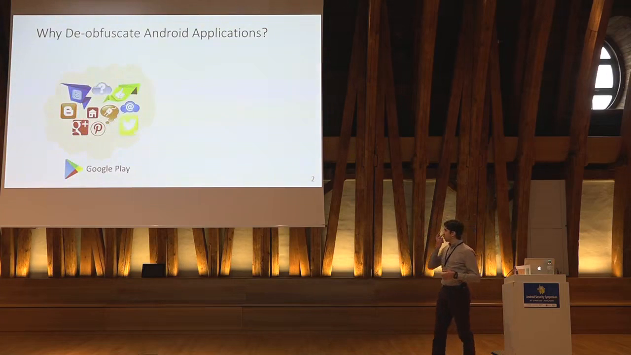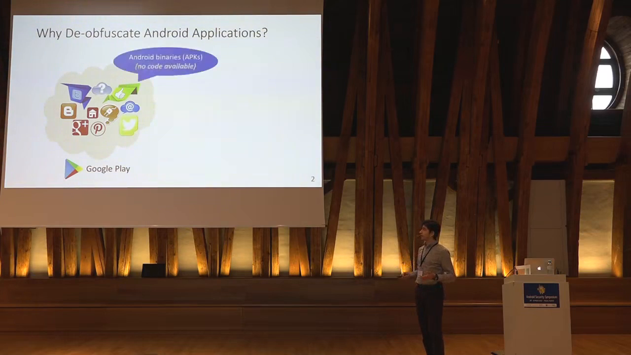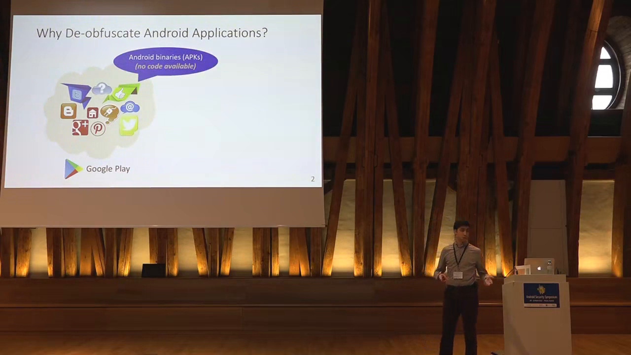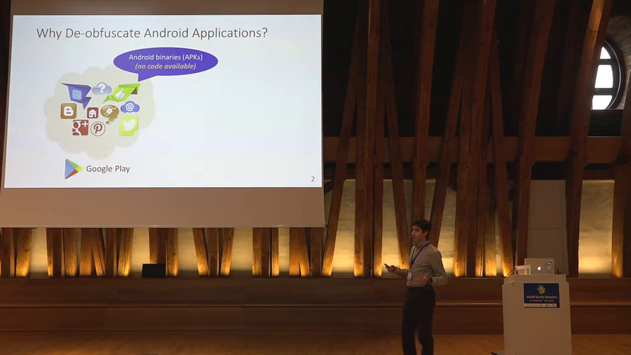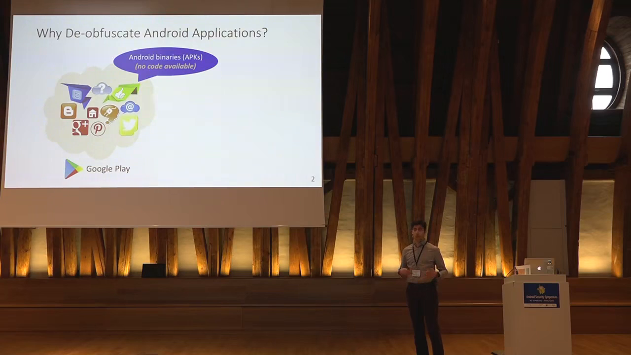So before I begin, why do we care about deobfuscating applications? Although we talked about this already in some sense. As we all know, most of the applications today are distributed on Google Play, in the form of Android binaries or APK files. In particular, the source code of these applications is not part of this binary. So if you want to inspect how the application works, how it handles, for example, confidential or personal data, this becomes much more difficult because you only have the binary.